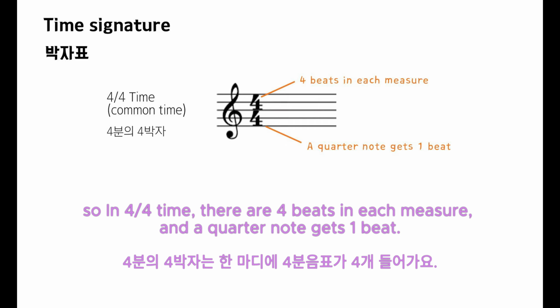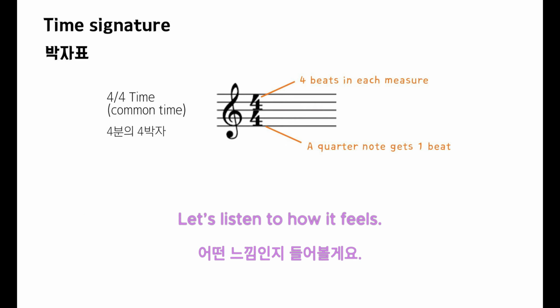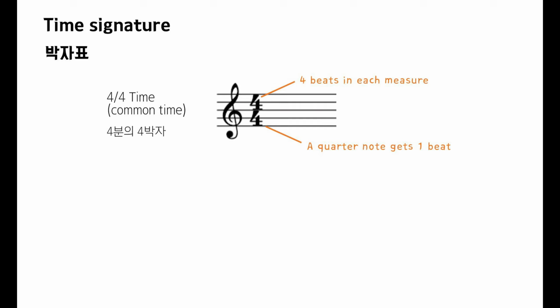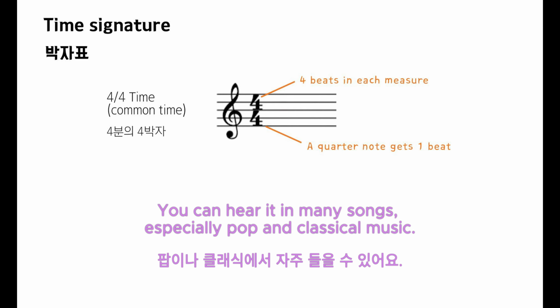So in 4/4 time, there are 4 beats in each measure and a quarter note gets 1 beat. That means we count 1, 2, 3, 4 in every measure. Let's listen to how it feels. It's the most common time signature in music. You can hear it in many songs, especially pop and classical music.